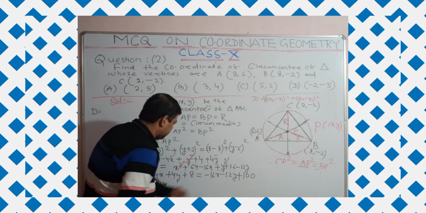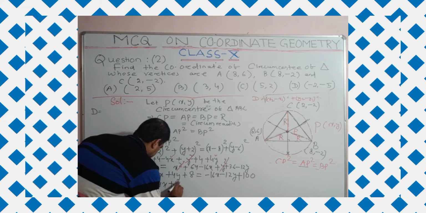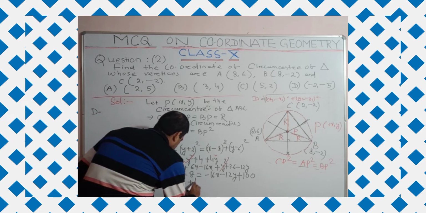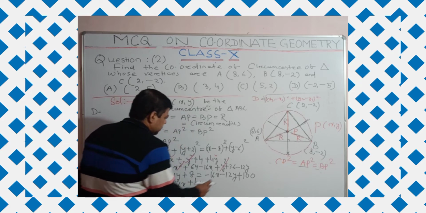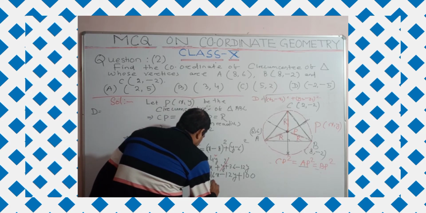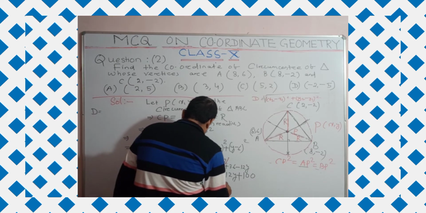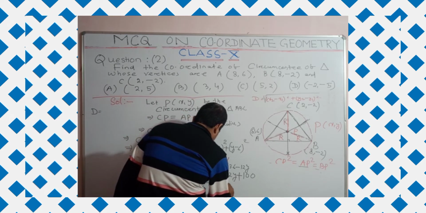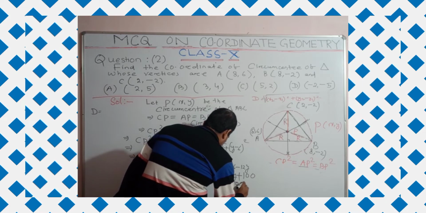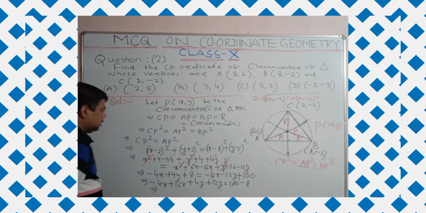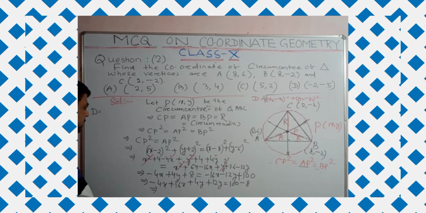Now I will transpose: minus 16x will be plus 16x. Plus 4y, and this minus 12y will be plus 12y. Here 8, here 100. Plus 8 will be minus 8. Is it clear?